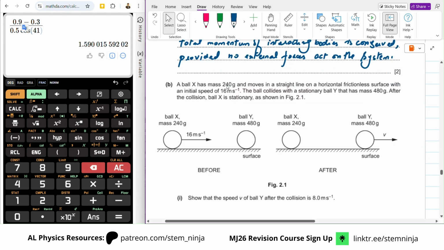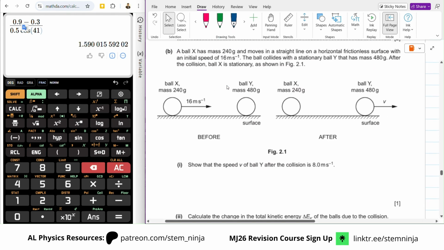Okay, so a ball X has mass 240 grams and moves in a straight line on a horizontal frictionless surface with an initial speed of 16 meters per second. The ball collides with a stationary ball Y that has mass 480 grams. After the collision, ball X is stationary as shown. Show that the speed v of the ball Y after the collision is 8 meters per second.